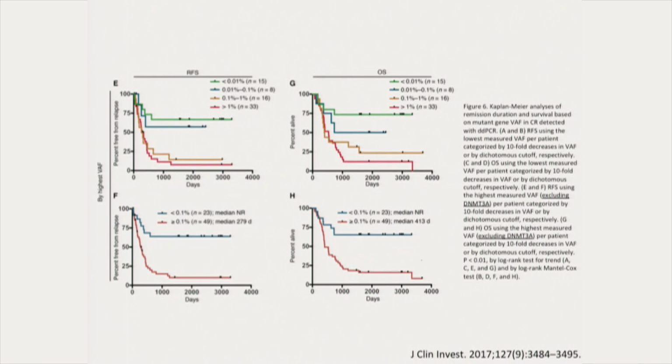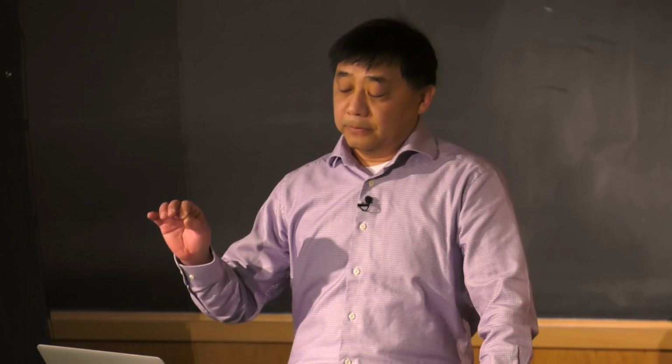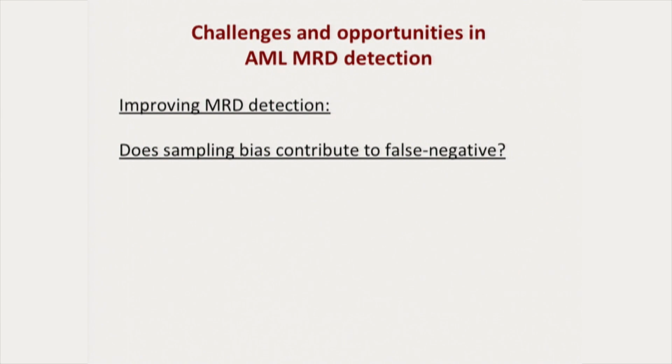So this is a demonstrated approach. If you use a panel of highly sensitive molecular tests, you can apply it to various subtypes of AML to improve the applicability of detection in this heterogeneous disease. But I would also like to point out the top here. This indicates rare patients in the MRD negative group. Even with this highly sensitive test, they can still relapse early without detectable MRD. This leads to the second challenge: does sampling bias contribute to false negatives?